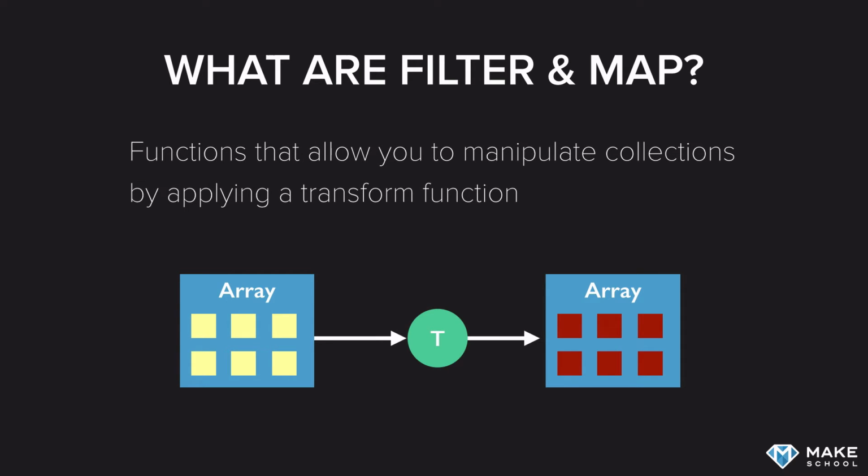Filter and map are functions that allow you to manipulate collections by applying a transform function. We take an array, for example, in a certain state, then we provide a transform function, and map or filter will return a new array that is transformed by the function that we provide. Let's take a look how these two functions can be used practically. We will start by taking a look at an example of filter.